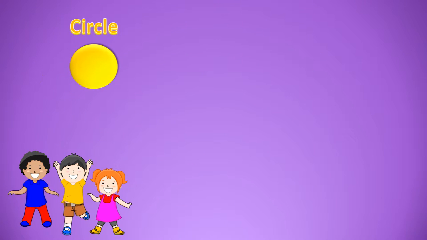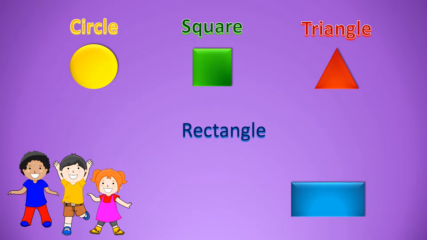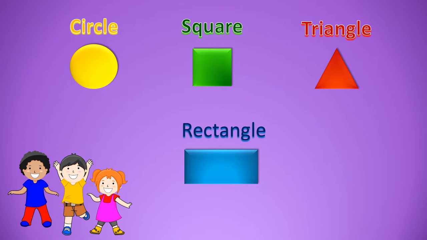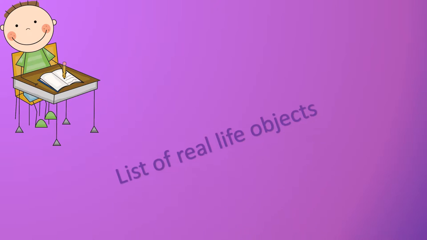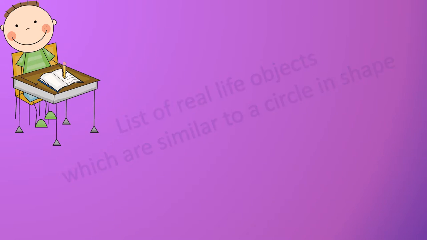Circle. Square. Triangle. Rectangle. List of real life objects which are similar to a circle in shape.